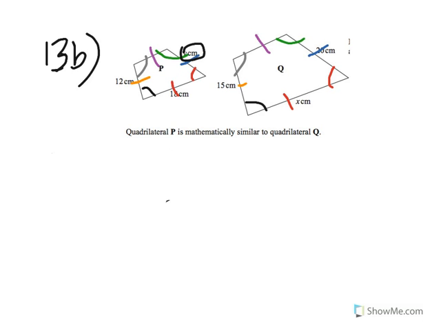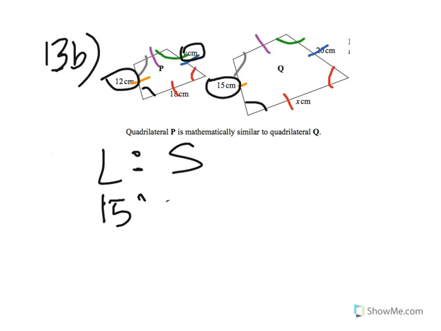Alright, so 13b is asking you to calculate the value of y. Now again, we're going to do the same thing we did in the previous question, which is compare the larger quadrilateral to the smaller quadrilateral and compare their sides since they're similar shapes. So basically, we're going to take a ratio of a side we already know, the same ratio as before, which is 15 is to 12.